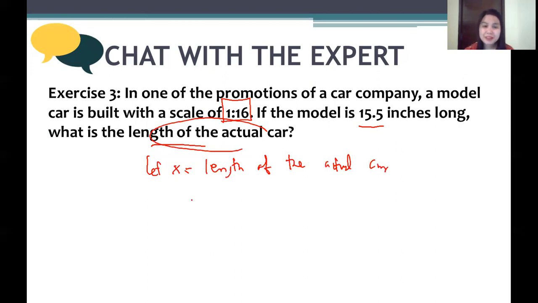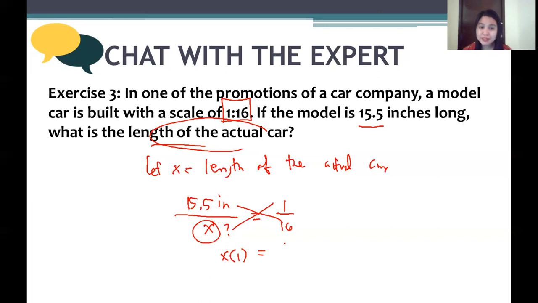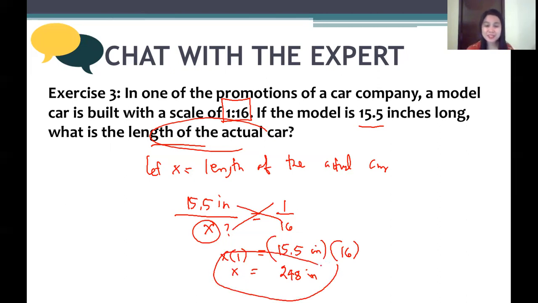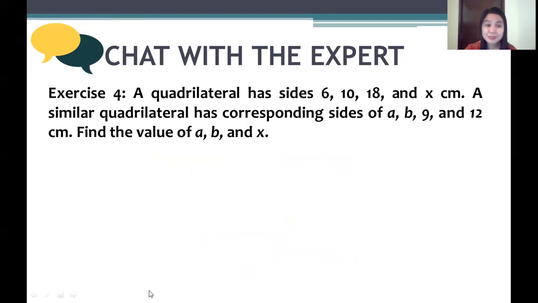Now let's write it. The length of the model, that's 15.5 inches, over the length of the actual car, is equal to its scale factor, 1/15. We're looking for X. Let's cross multiply. That's X times 1 equals 15.5 inches times 15. So X is equal to 15.5 times 15. The answer is 248 inches. So the length of the actual car is 248 inches. Let's go to problem number 4, the last problem.